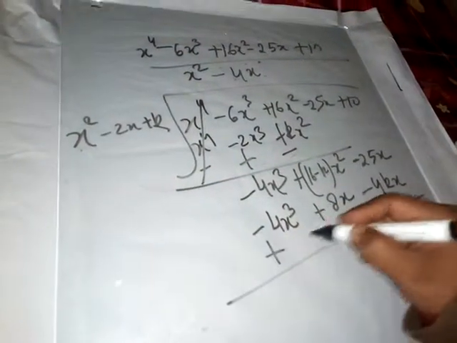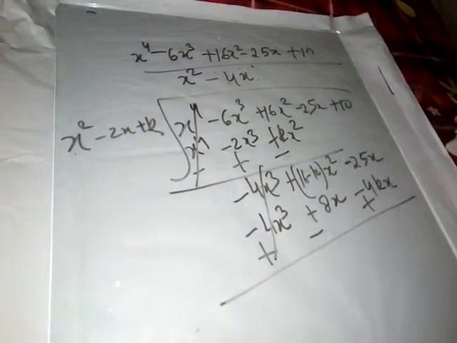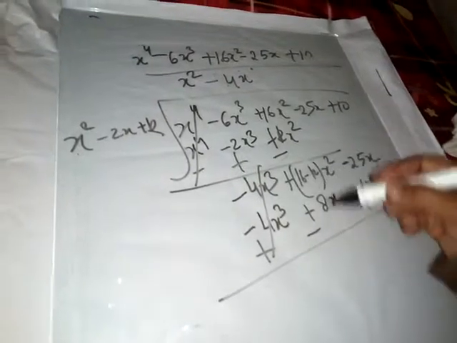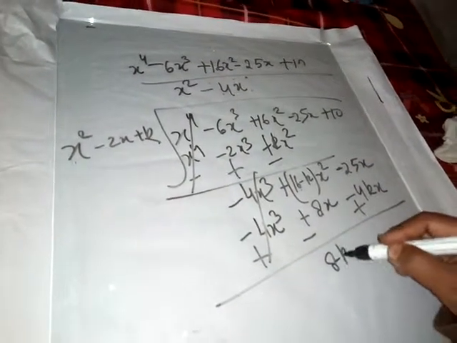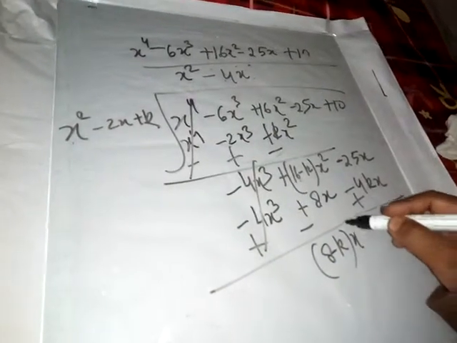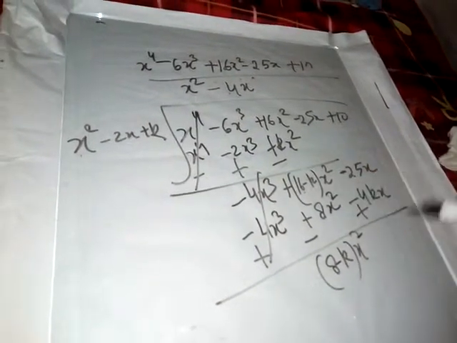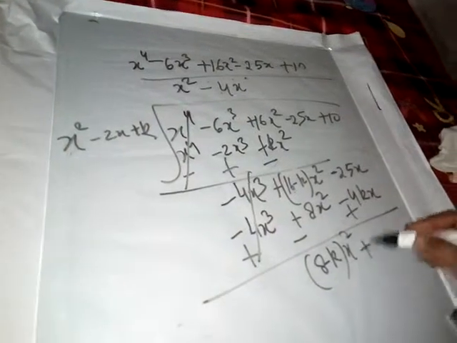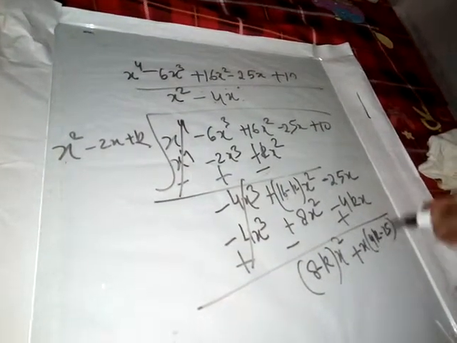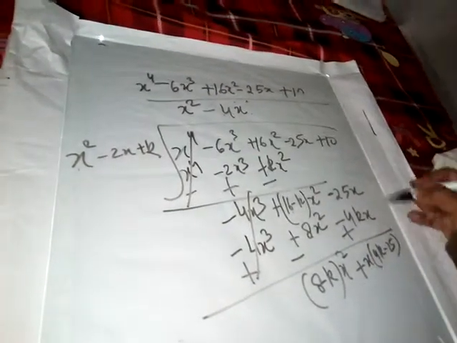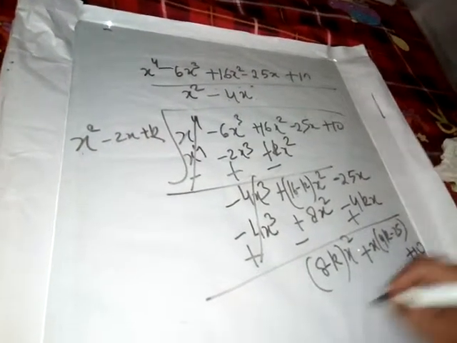Change the sign, plus minus plus, this gets cancelled out. This minus 8 I am taking in the bracket, so 16 minus 8 is 8. So in the bracket we will have 8 minus k square, this is square, right? And this is x into 4k minus 25 plus 10. We are going to note down this 10 here, right?